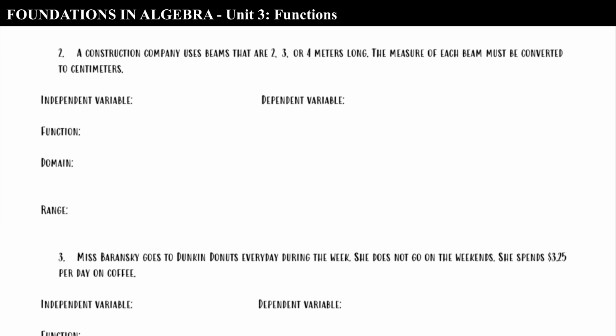A construction company uses beams that are 2, 3, or 4 meters long. The measure of each beam must be converted into centimeters. So, our independent variable is going to be the length in meters. Our dependent variable is going to be the length in centimeters.